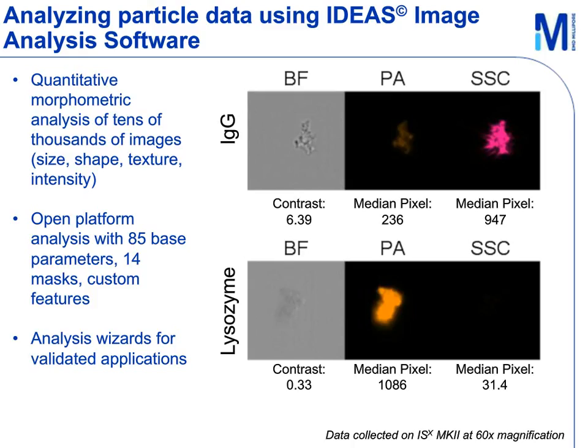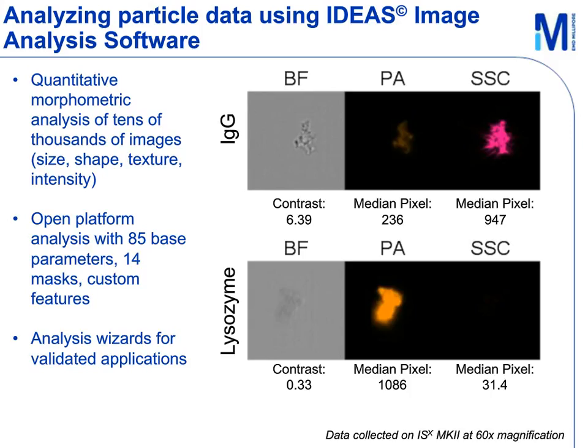Because imaging flow cytometry is well-suited for a wide array of applications, IDEAS is an open-platform software which has over 85 base features, 14 masks, and allows creation of custom features. Taken together, these provide a robust set of tools so that virtually any difference in imagery you can detect by eye, you can discriminate quantitatively using image analysis. Because of the versatility of IDEAS, wizards are also available for validated research applications, which walk the user through an optimized analysis template step by step.